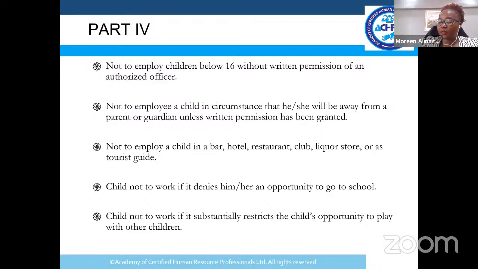Wow. No person shall employ a child in a bar. That means if somebody is not yet 18, maybe they are 16, because you can see here the rules are suggesting that people of 16 years can be employed. So if somebody is not yet 18, they cannot be employed to work in a bar, hotel, restaurant, or club where intoxicating liquor is sold, or anywhere as a tourist guide.